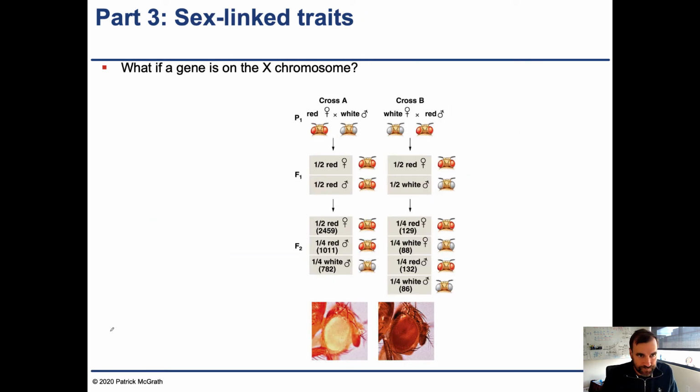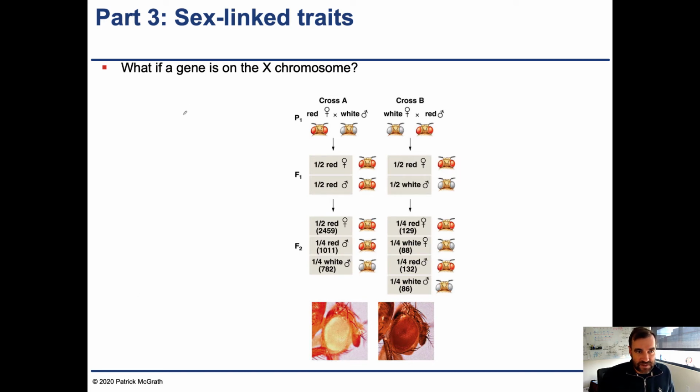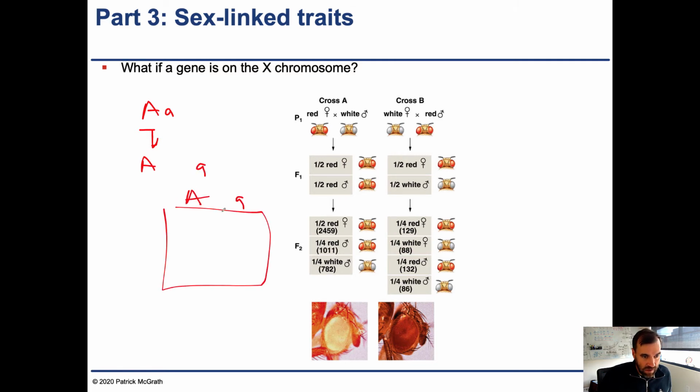All right, the final case that I want to talk about is what if a gene is on the X chromosome? Normally we have been assuming that animals are diploid, and when you have a mutation, this individual can produce 2 different types of gametes. And so you do a Punnett square that looks like this.